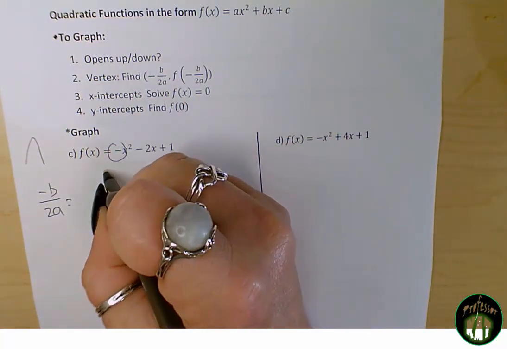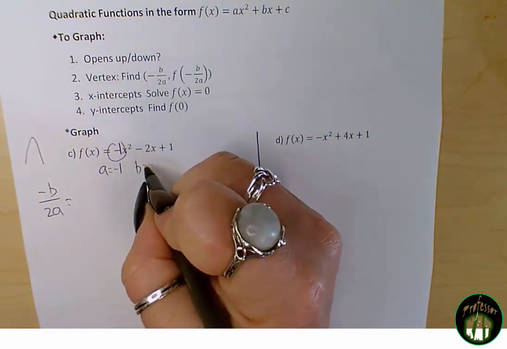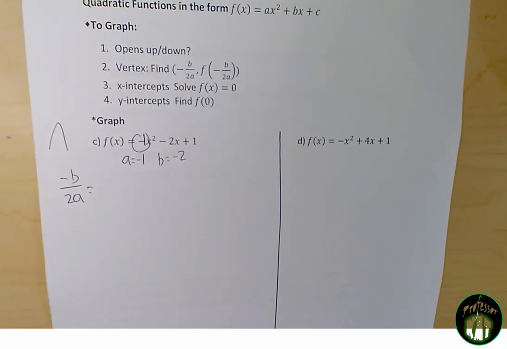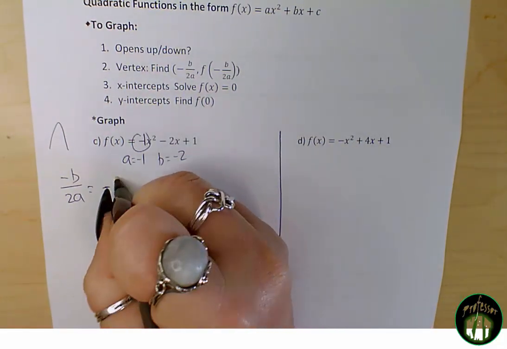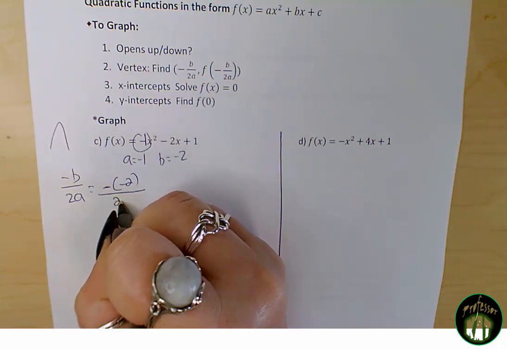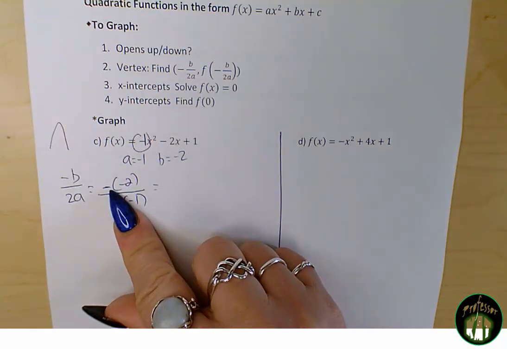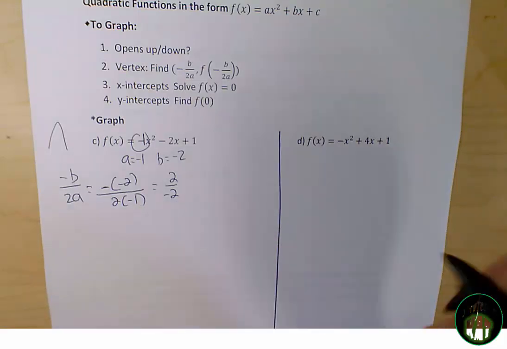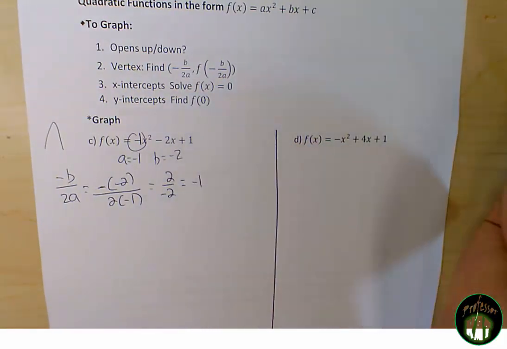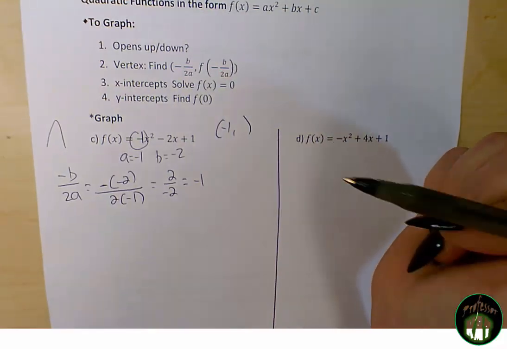So in our example here, a is a negative 1, and then b is a negative 2. When we plug that into our equation, we get a negative, part of the formula, b is a negative 2, over 2 times a. Simplify that. Up top, double negative makes that a positive 2. Down bottom, that is a negative 2. And when we divide that, we get a negative 1. That is our x value for our vertex.